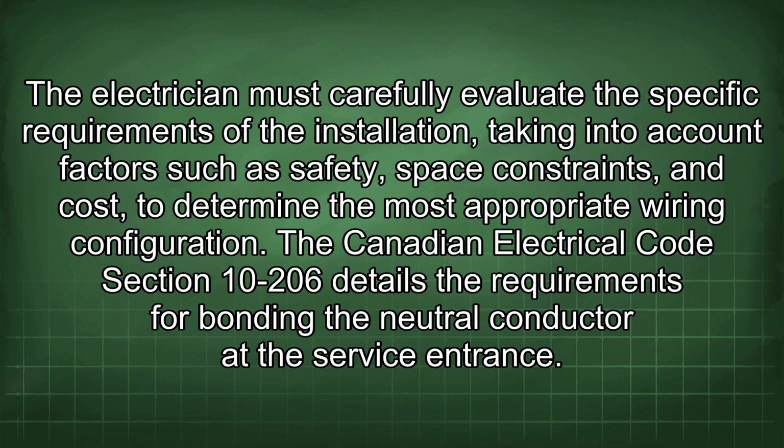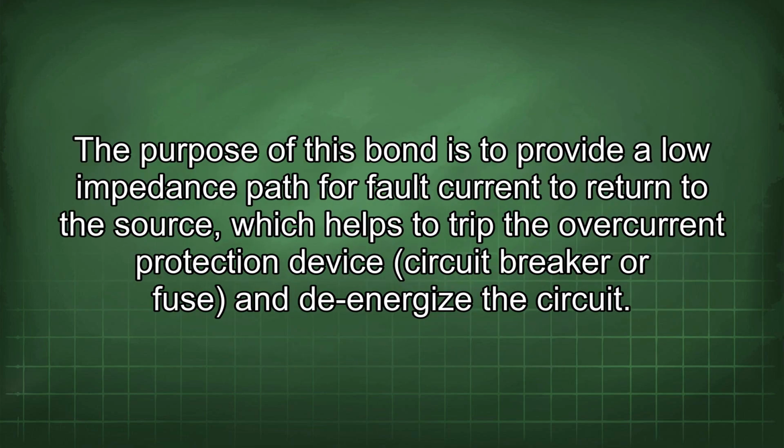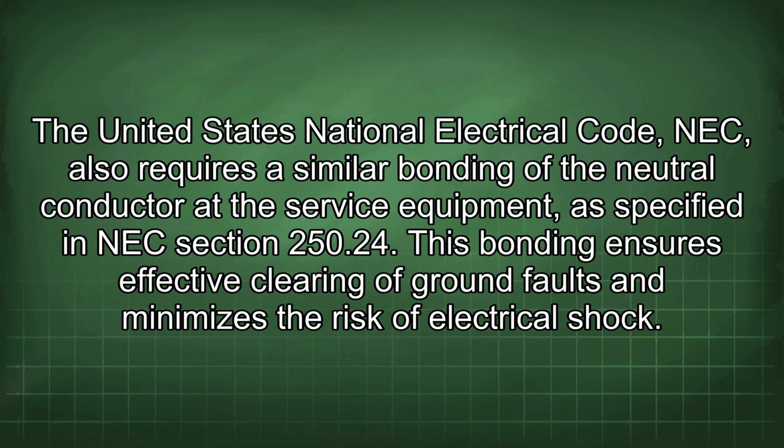The Canadian Electrical Code Section 10-260 details the requirements for bonding the neutral conductor at the service entrance. The purpose of this bond is to provide a low-impedance path for fault current to return to the source, which helps to trip the overcurrent protection device, circuit breaker or fuse, and de-energize the circuit. The United States National Electrical Code (NEC) also requires a similar bonding of the neutral conductor at the service equipment, as specified in NEC Section 250.24. This bonding ensures effective clearing of ground faults and minimizes the risk of electrical shock.